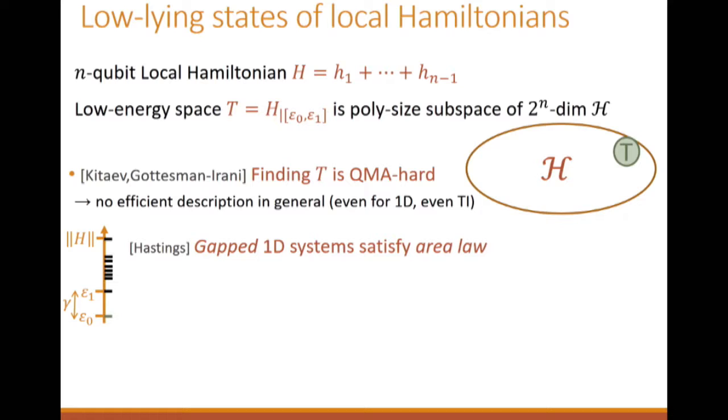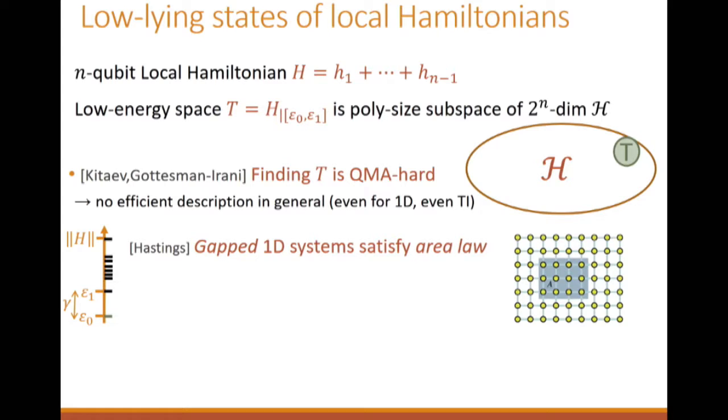Remember my normalization. When I say constant, I mean constant. And the normalization is that each term in the Hamiltonian has norm 1. So the total norm of the Hamiltonian is n, right? In that case, it's known that the ground state satisfies an area law, which means that the entanglement across any of the n-1 possible cuts of my system is a constant.